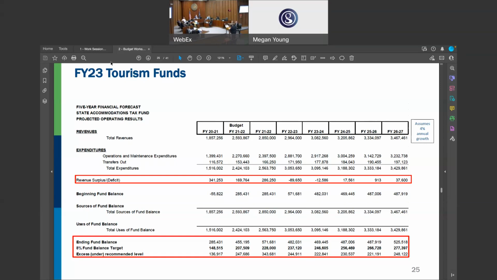So going forward in the state A-tax fund, 4% annual growth assumption. You can see the revenue surplus deficit line is fairly balanced, and that's by design. In this fund, we try to maximize the money that goes to the state A-tax committee for recommendations, because that's funding events, festivals, and things like that in the community. There's no sense in us holding back this money. It can't be spent on anything else other than recommendations from the A-tax committee.